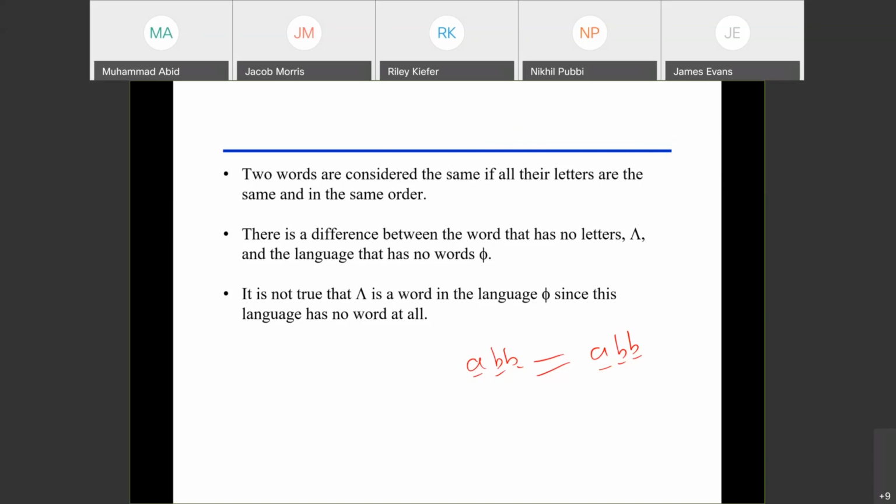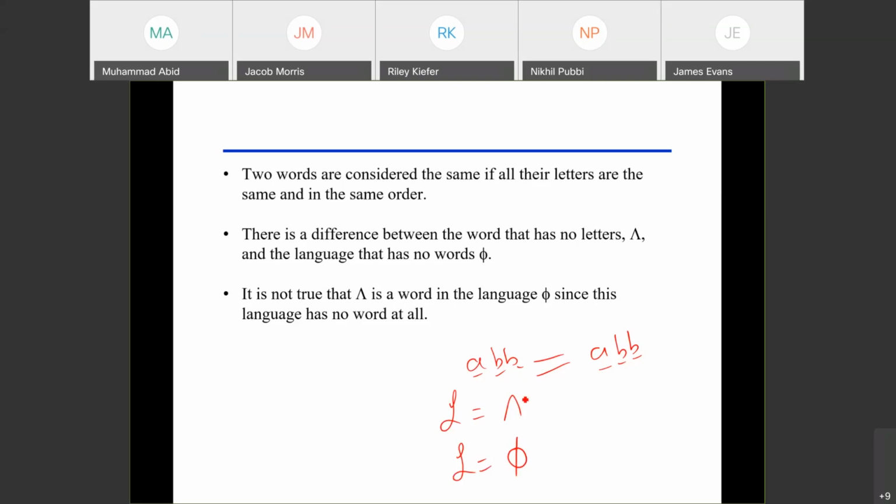So now this is a very important concept. This is also one of the very important concepts. You will see that people always confuse lambda with the phi language. If I have a language, let's say my language name is L, and it has phi lambda there, and I have another language and it has phi there. These two languages are not the same.